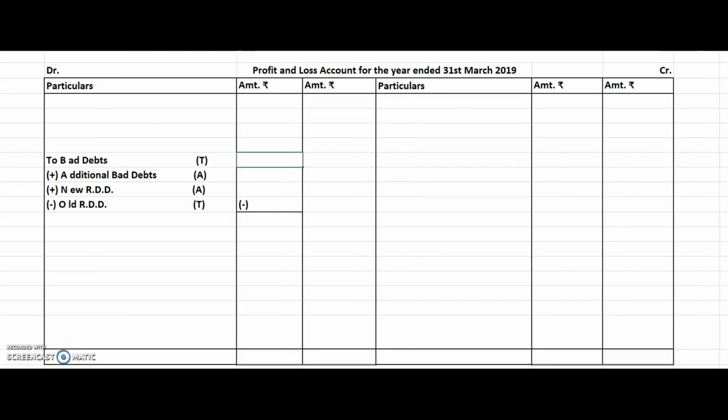Second is the profit and loss account. Again, at the top, you have to write the year ending 31st March 2019, and you have to write this particular formula, which is the bad debt formula. Bad debt, additional bad debt, new RDD minus old RDD. And we write something called TAAT, T-A-A-T. I will get into more details about this formula in future sums. In this sum, do not worry about the meaning of this particular formula.